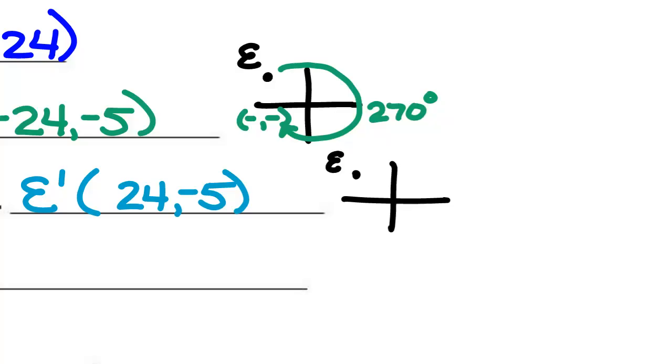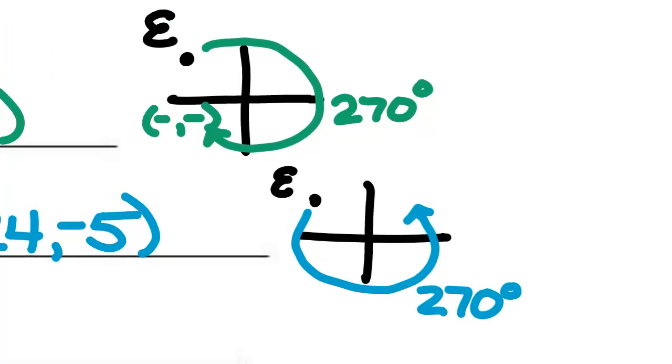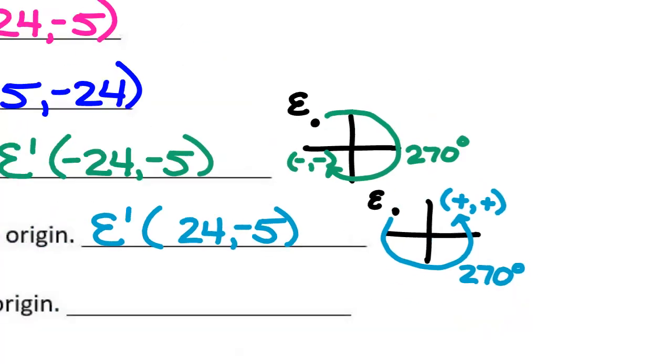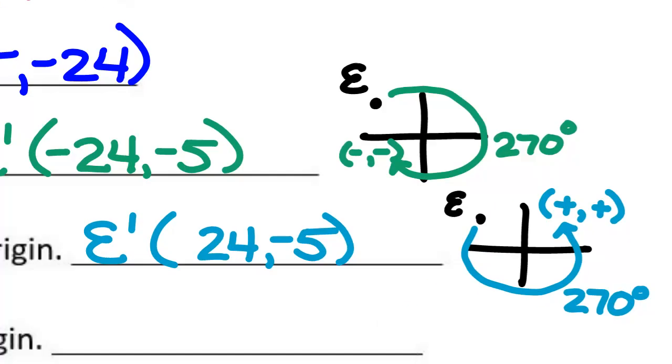270 degrees counterclockwise is going to rotate me into the first quadrant. Are the x's positive or negative in that first quadrant? Positive. Are the y's positive or negative? Positive. So I need a positive x and a positive y. So (24, 5) would be my E prime.